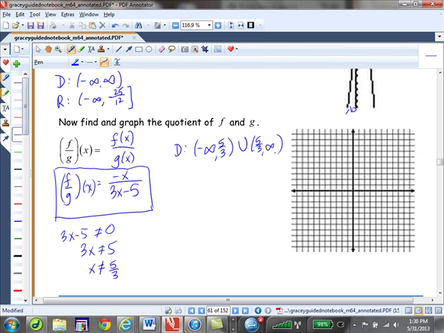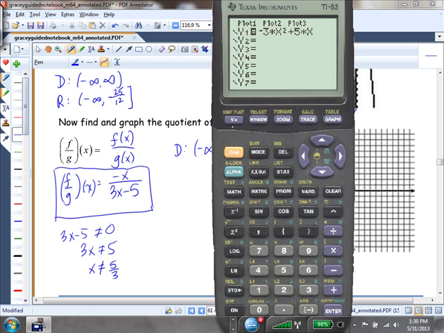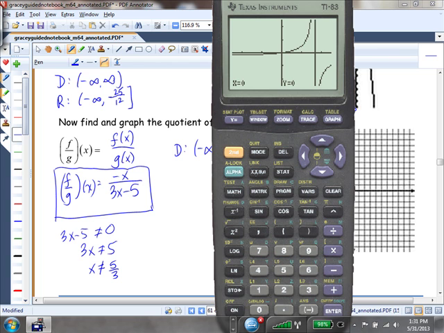All right, so let's look at a picture of it. So now we'll have negative x divided by, you've got to put parentheses around the denominator, so that'll be 3 times x minus 5. And we get kind of an interesting looking graph there. Let's zoom in on this one.